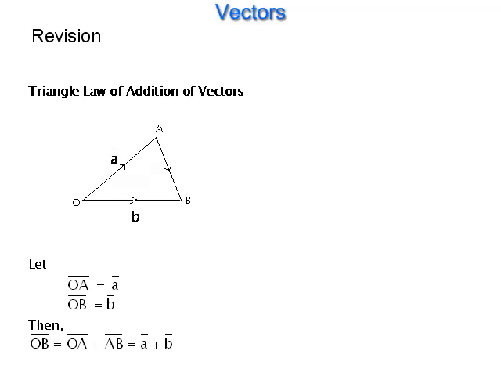Algebra of vectors. First, addition of vectors. Let A bar and B bar be two non-zero vectors representing OA bar and AB bar respectively. Then the vector OB bar is said to represent the sum of the vectors A bar and B bar, that is OB bar equals OA bar plus AB bar equals A bar plus B bar. This is called triangle law of addition of vectors.